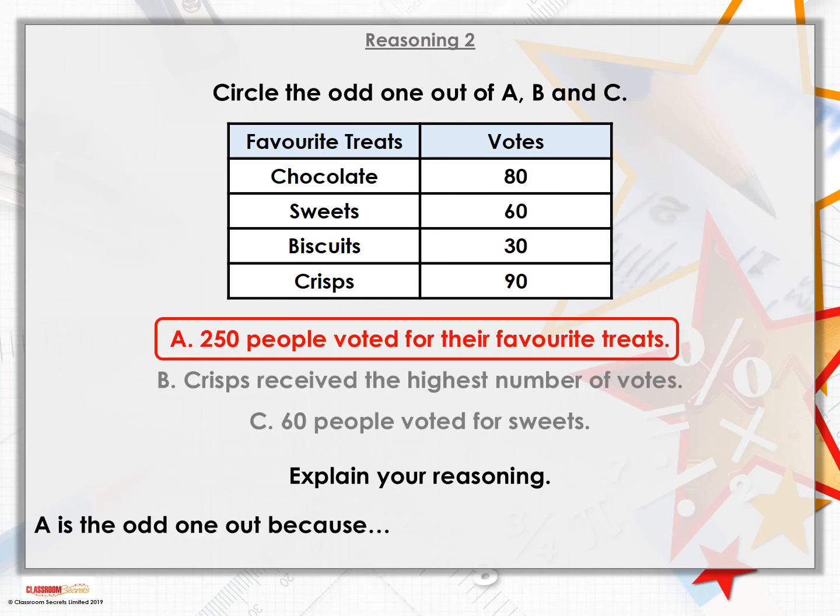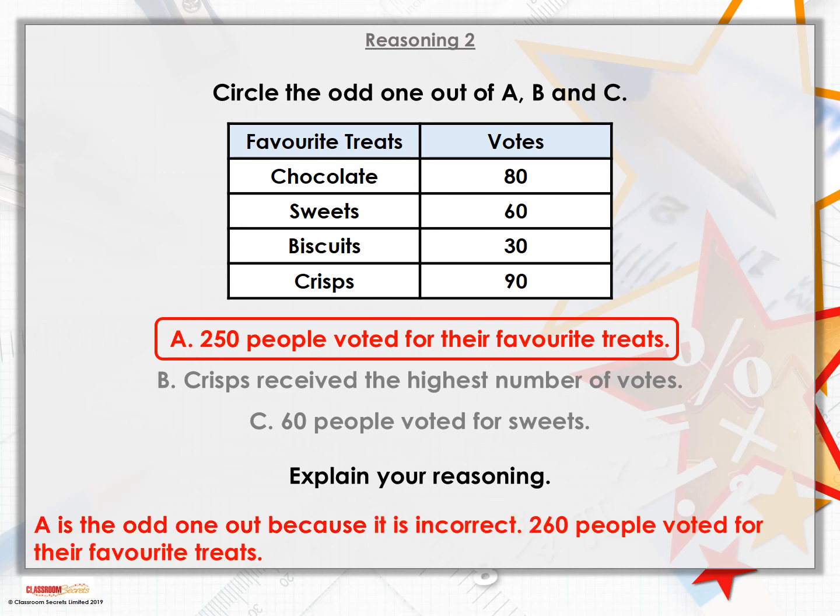So you should have circled or thought about that A is the odd one out. Let's see how we can explain this. A is the odd one out because it's incorrect. The other two are correct. If we add 80, 60, 30 and 90 together, it doesn't total to 250. It totals to 260. So that one was incorrect.